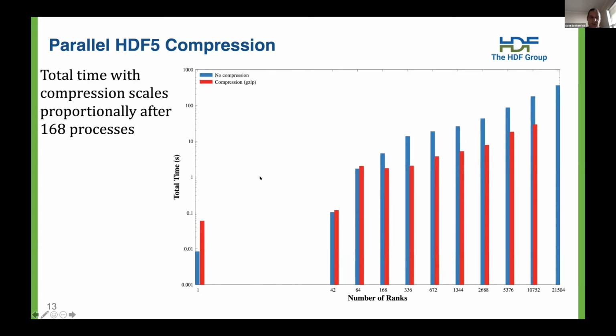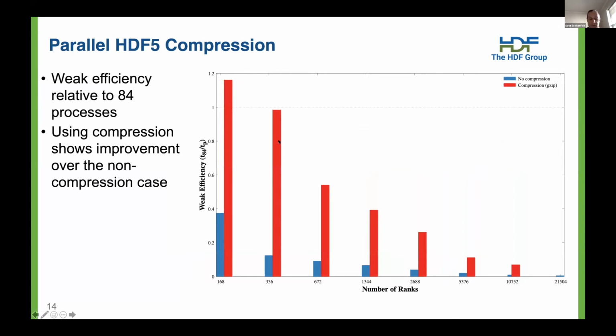Then the total time with compression, and you can see that it scales. So after 168, you can see that it proportionally scales as you increase the number of processes. I think we had an issue with running on more than 21,000 cores, but otherwise, after a certain number of ranks, it performed fairly well as you increase the number of processes. And if you look at the weak efficiency, so this is relative to using 84 processes, you can see the improvement over this. So the compression is much improved over using no compression, which is the blue curves, as you increase the number of ranks.